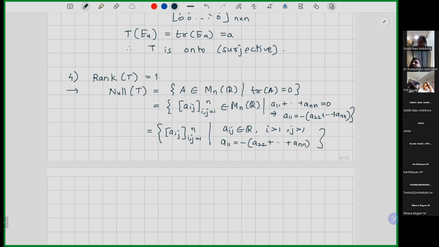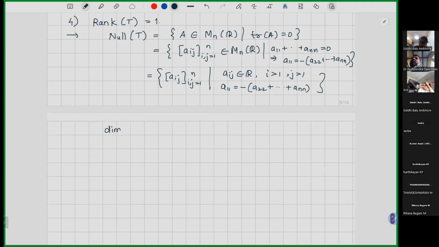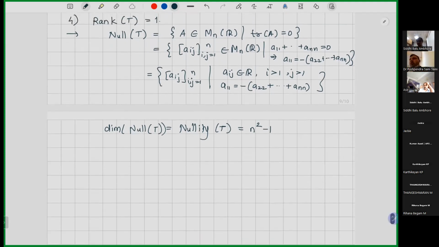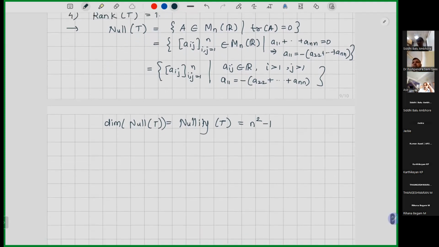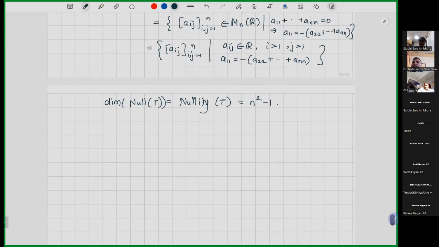Okay. So the dimension of this null T, which is our nullity T, is what, n square minus 1, because these are n square elements minus this A11. Only A11 is linearly dependent in this case. You can also go through the previous lecture notes or the live recordings of these sessions. There we have explicitly worked on finding the subspace of MnR where trace of A is 0, and we have obtained this.